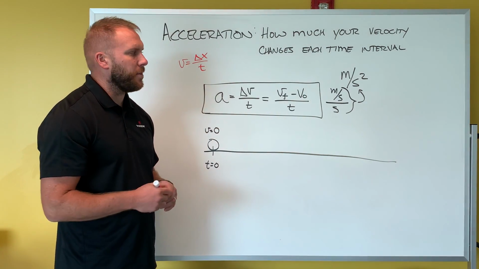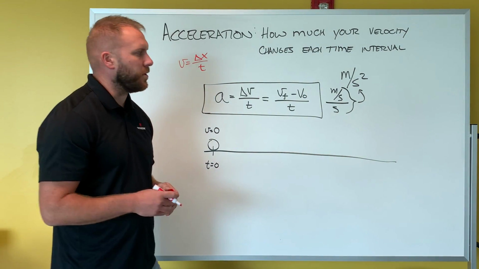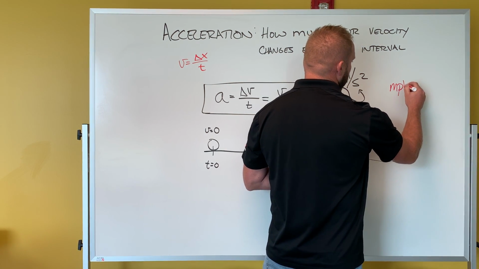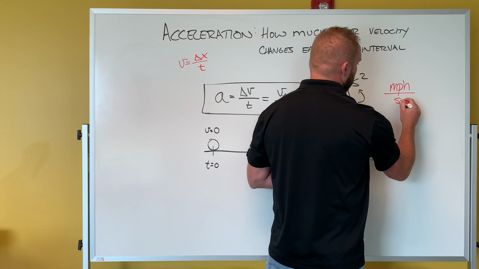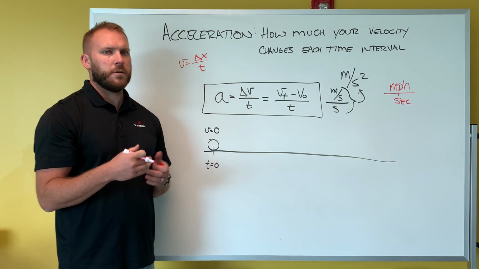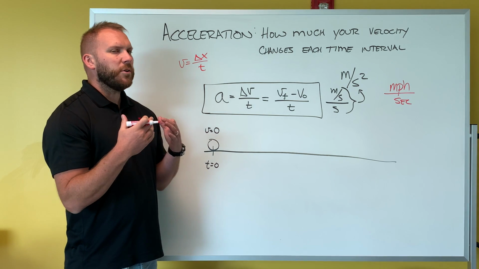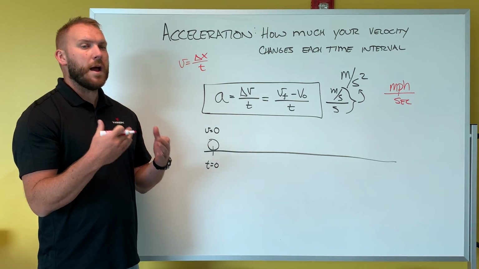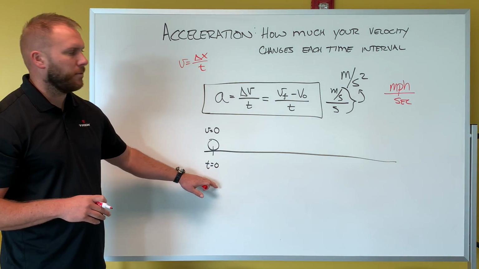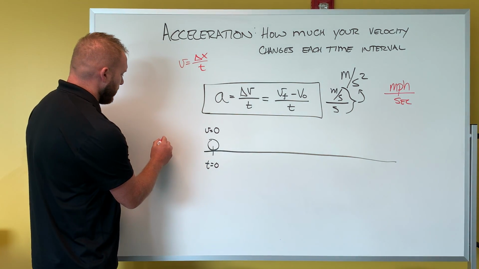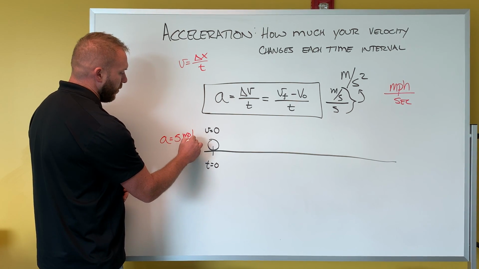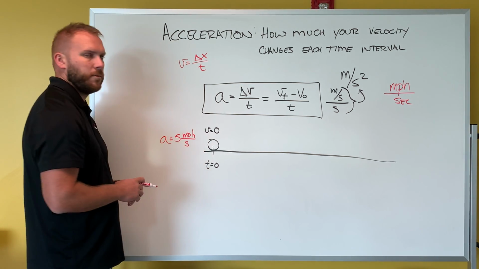How I like to think about this is in a little bit different units, and those units are miles per hour per second. So if we think about how we are moving in miles per hour, right, in a car, how much does our velocity, our miles per hour, change each second? Here's an example, right? Let's say something has an acceleration equal to 5 miles per hour per second.